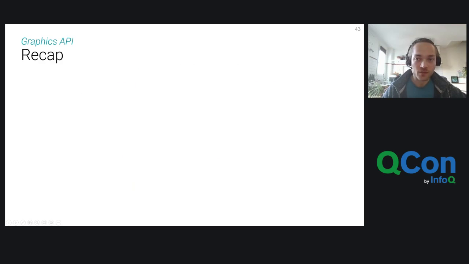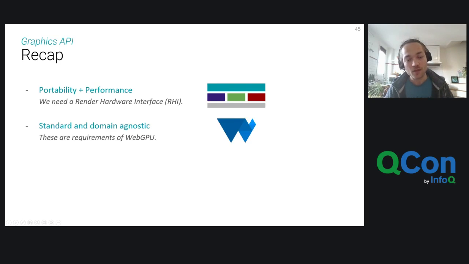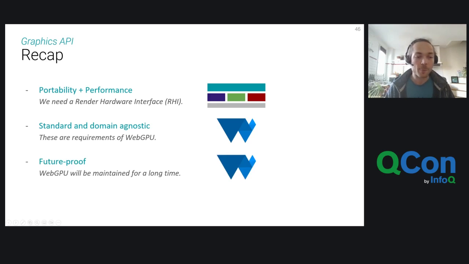So if I recap, if we need portability and performance at the same time, we need to use some kind of RHI, because otherwise we will have to code the same thing multiple times. WebGPU is a good candidate for this because it is an RHI, and since it's domain agnostic, it has a lot of potential of being something that you can learn and reuse in a lot of different contexts. And it is likely future-proof because it's developed to last, and it's developed to be maintained for a long time by powerful actors, namely the web browsers. So I think it's a good bet.